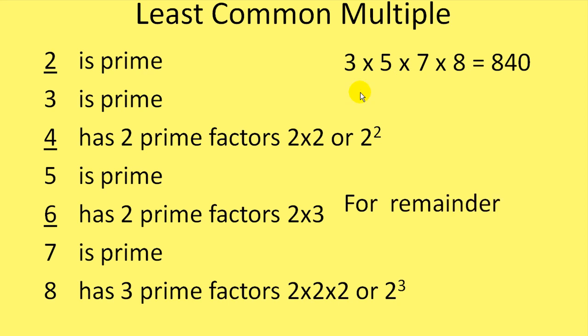Now if we want a remainder of 1, we just add 1 to it, right? So if they're all factors of 840, 841 would give us a remainder of 1. Okay, so that's a little bit different way we could have done it. But I kind of like the programmatic approach.